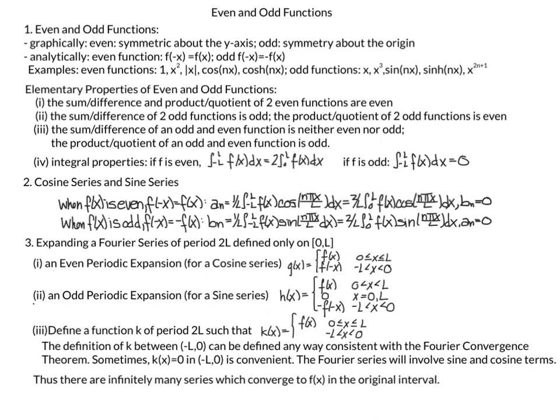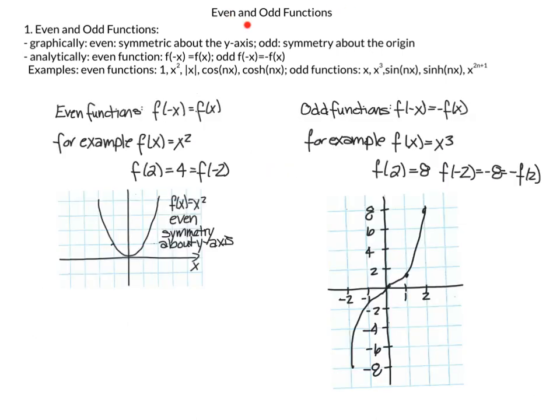So that's kind of an overview, and we're ready to start looking at our material. So first we'll look at even and odd functions. For even functions, f of negative x is equal to f of x. So an example would be x squared, because if I had f of x, let's say x equals 2, that will be equal to 4, and that's the same as f of negative x. And if we plot an even function, you'll see this symmetry about the y-axis.